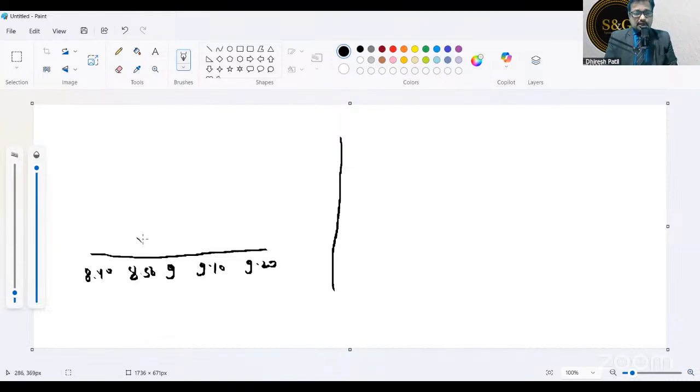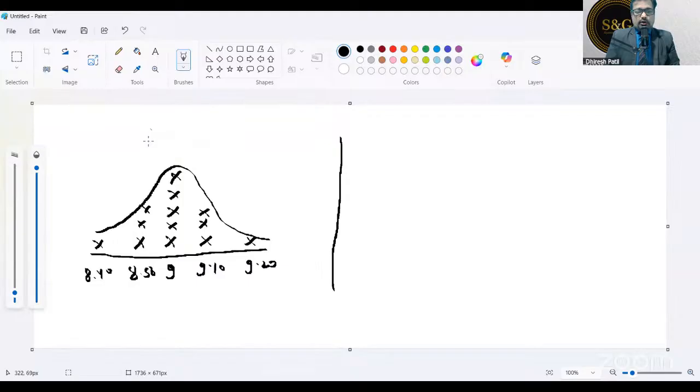Let's say first person comes at 8:50. I'll make a cross like this. Second person comes at 9. Third person 8:40. Okay. So if I draw this, in a normal scenario, I will get a distribution like this, and that's what is called as a normal distribution. This is called normal scenario.